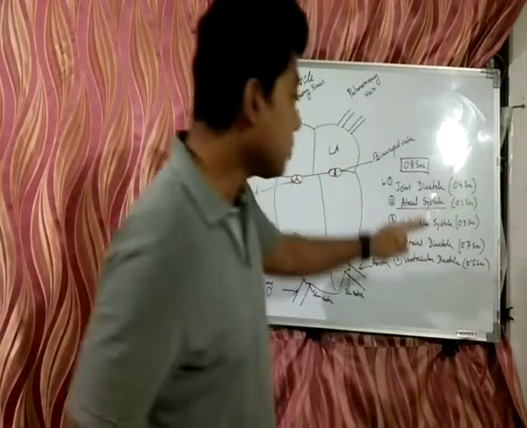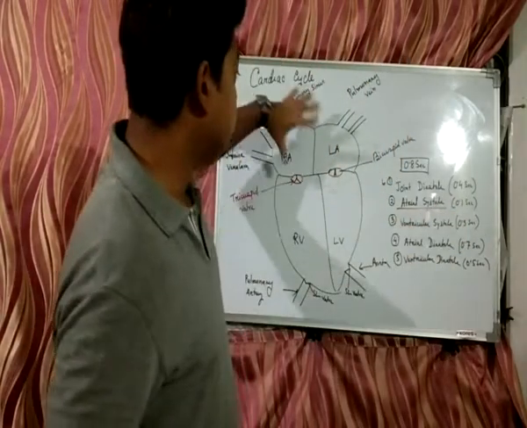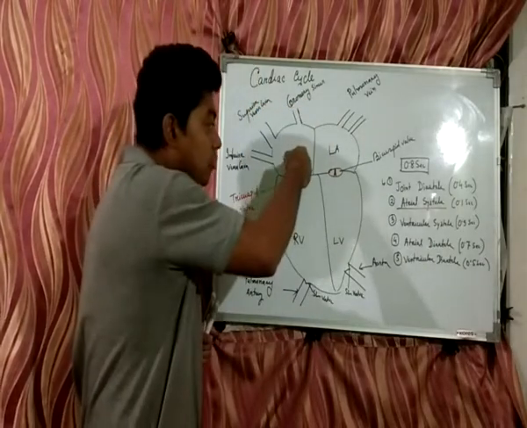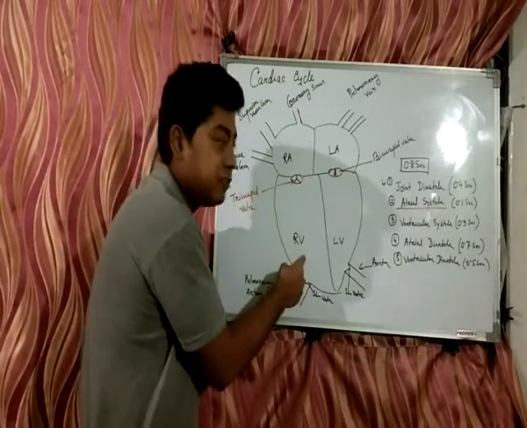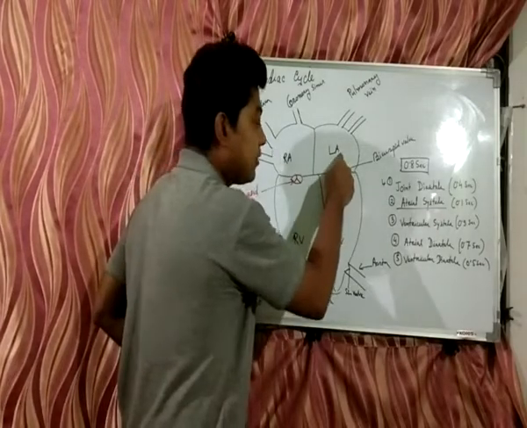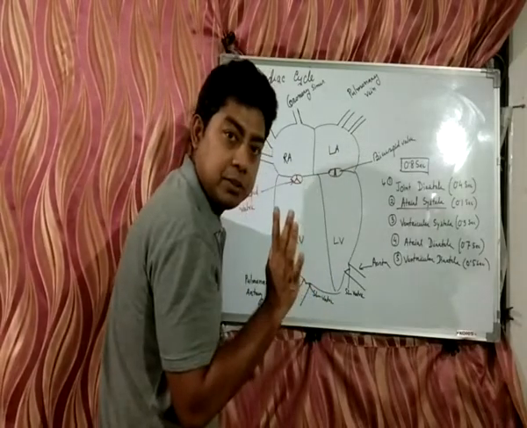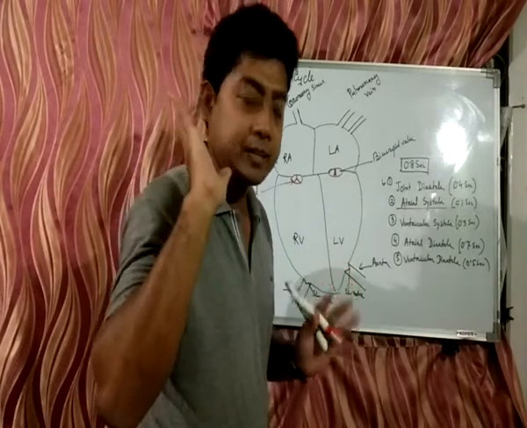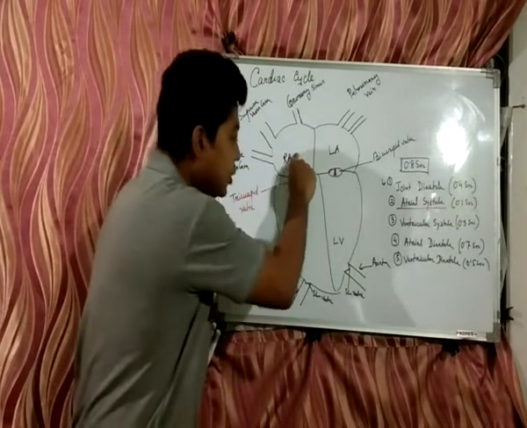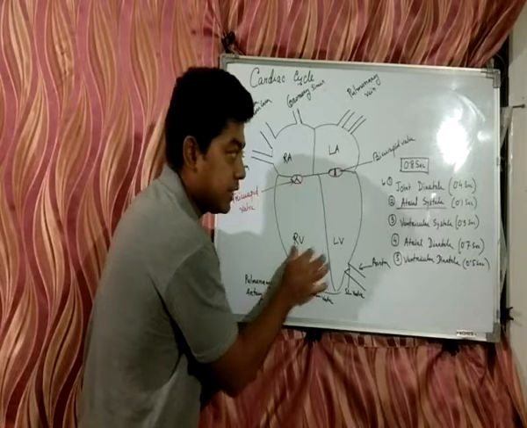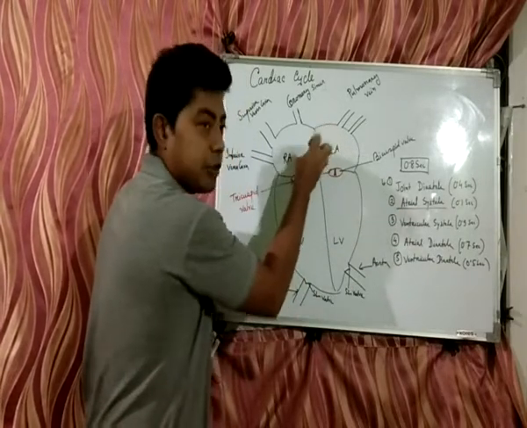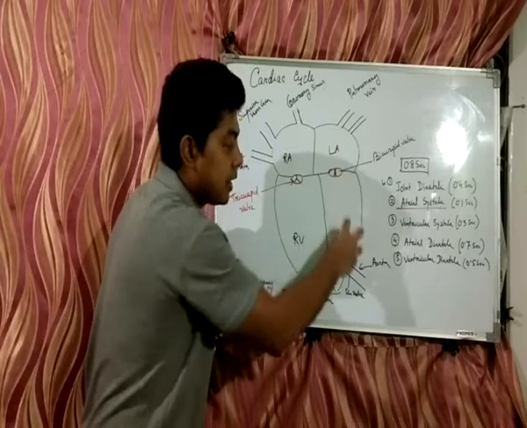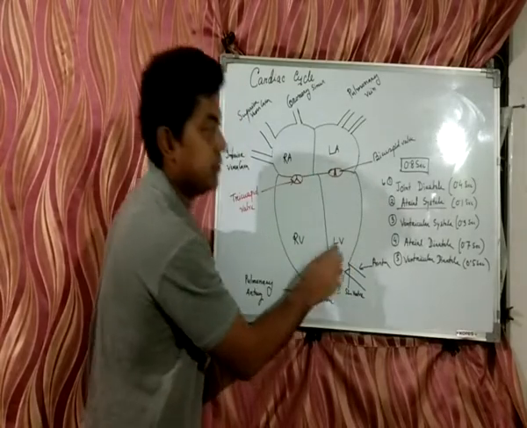Now, after that, when contraction occurs, the blood will be moved from the right atrium to the right ventricle, and likewise from the left atrium to the left ventricle. What type of blood is coming? You can see in my previous lecture. So here, deoxygenated blood is moving to the right ventricle when atrial contraction occurs. From the left atrium, oxygenated blood is coming to the left ventricle.